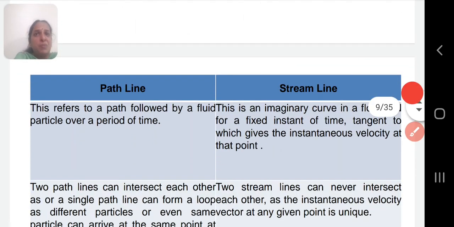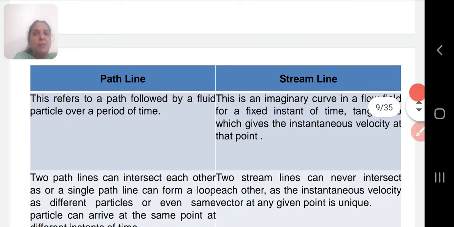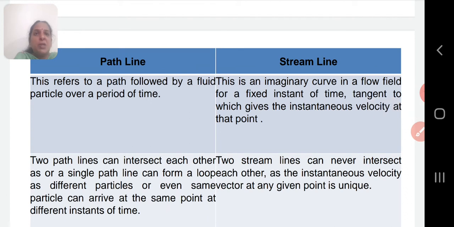So what is the difference between path line and streamlines? The path line is, as I already said, a path that is followed by a fluid particle over a period of time. But a streamline is an imaginary curve in the fluid flow, because we cannot draw the fluid flow curve. So we are drawing an imaginary curve in the flow field for a fixed instant of time, tangent to which gives the instantaneous velocity at that point.